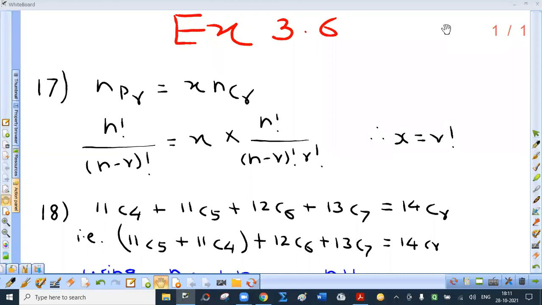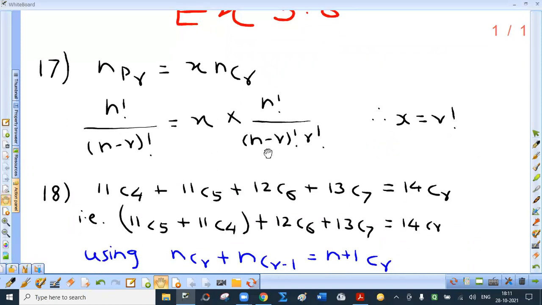Exercise 3.6, sum number 17. Find x if nPr is x into nCr. Actually, what is nPr? r factorial into nCr. So clearly, x is r factorial. Or you may say, what is nPr? n factorial upon n minus r factorial. What is nCr? n factorial upon n minus r factorial into r factorial. So this gives x equal to r factorial.